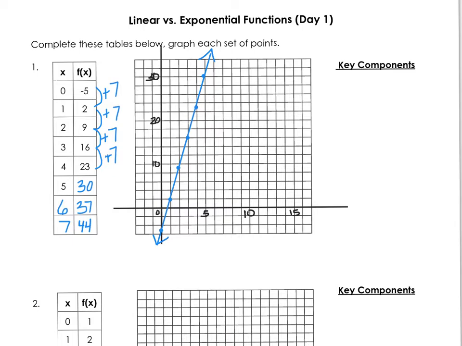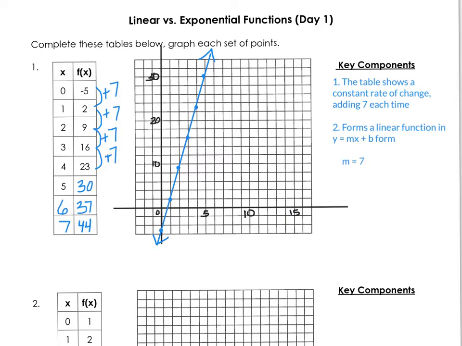Now, what are the key components here? Well, the first thing that I noticed is that the table showed me a constant rate of change, or adding 7 each time. The second thing is that it forms a linear function. So that means I could write the equation by using y equals mx plus b form. What is the slope? What did we change by each time? Well, the slope was up 7 to the right 1. So rise over run, that would mean that my m value is 7. And the y-intercept I can also see because I know that when the x value is 0, that means that I'm on the y-axis, and I can also look at the graph, the y value would be -5.